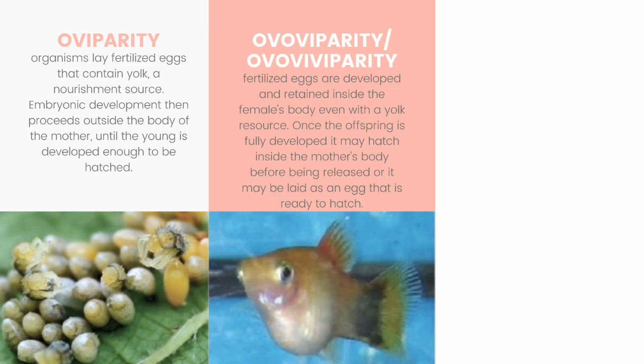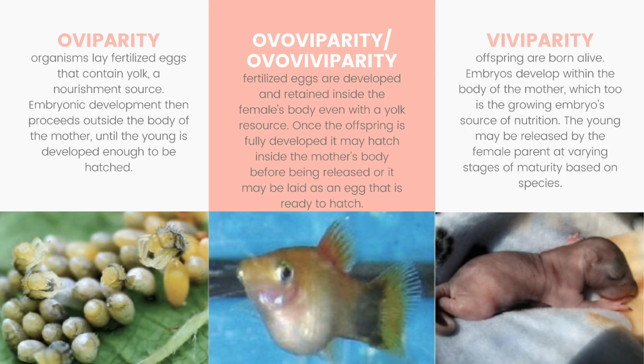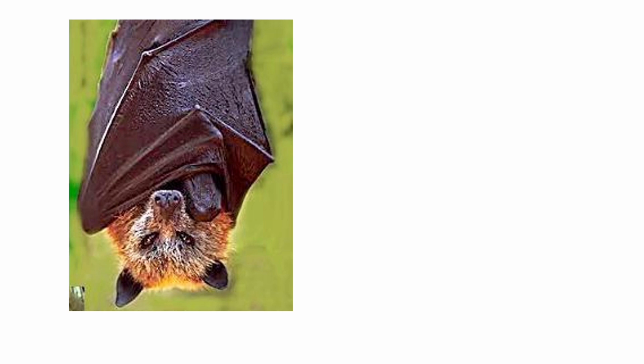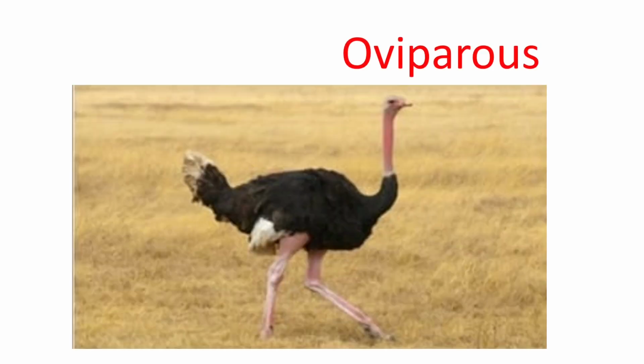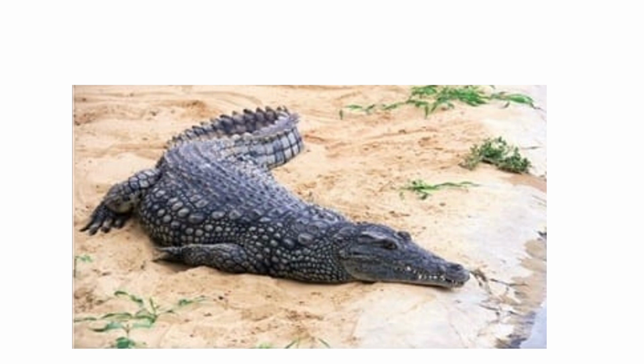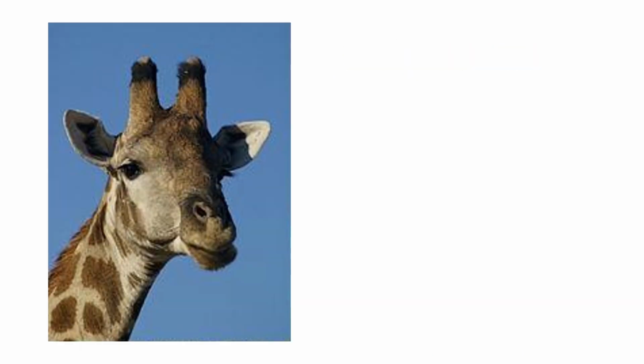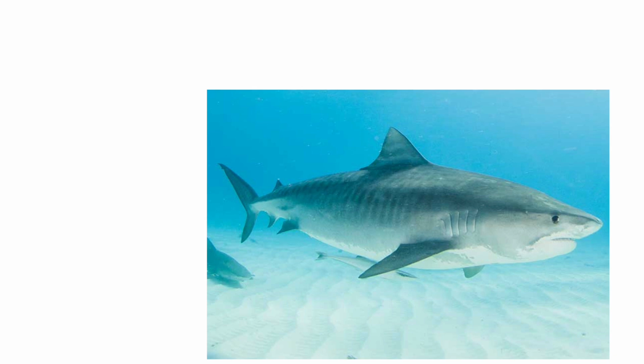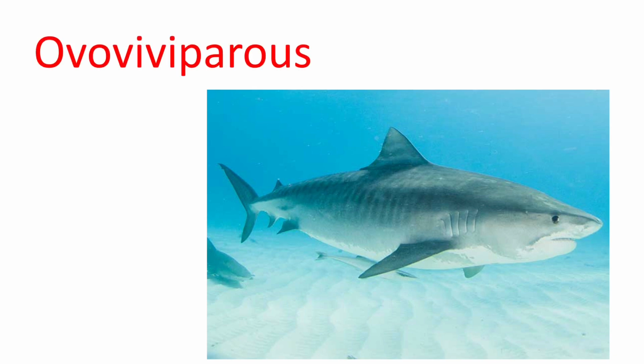Okay? So we already know that oviparous, fertilized eggs; ovoviviparity, eggs inside, hatches, and then gives birth to live organism; and viviparous gives birth to live organism. So are the following oviparous, ovoviviparous, or viviparous? You know this already from our previous discussion. Viviparous, oviparous because it's egg laying, oviparous because egg laying, viviparous gives birth to living offspring, and of course ovoviviparous, which is generally speaking the characteristic of sharks.